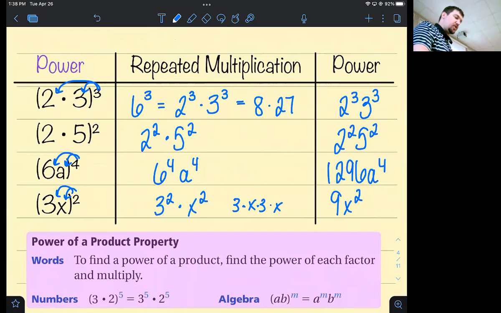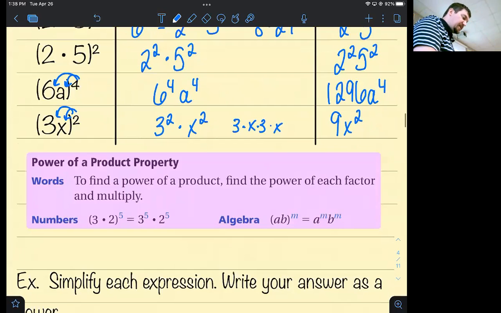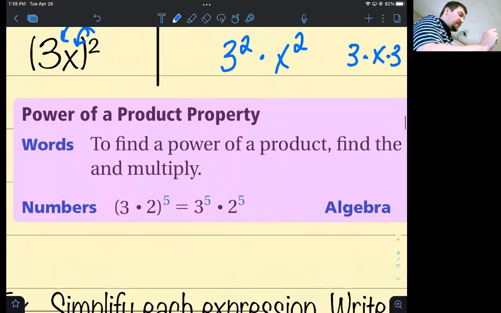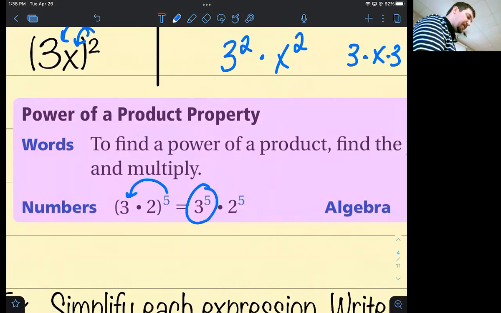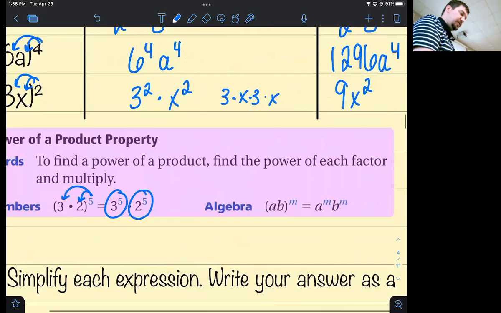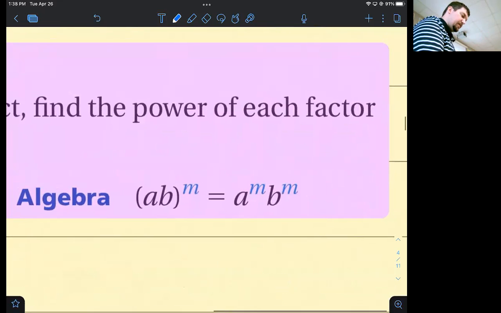Okay. So essentially, what we're saying is when you're raising a product to a power, so it's called the power of a product property. That's a lot of p's. You're distributing the 5 to the 3 to get 3 to the 5th, and you're distributing the 5, the exponent, to the 2 to get 2 to the 5th. Okay, or using letters, you can see distributing the m here and distributing the m there. So those are the 4 properties we're going to talk about in sections 10.2 and 10.3.